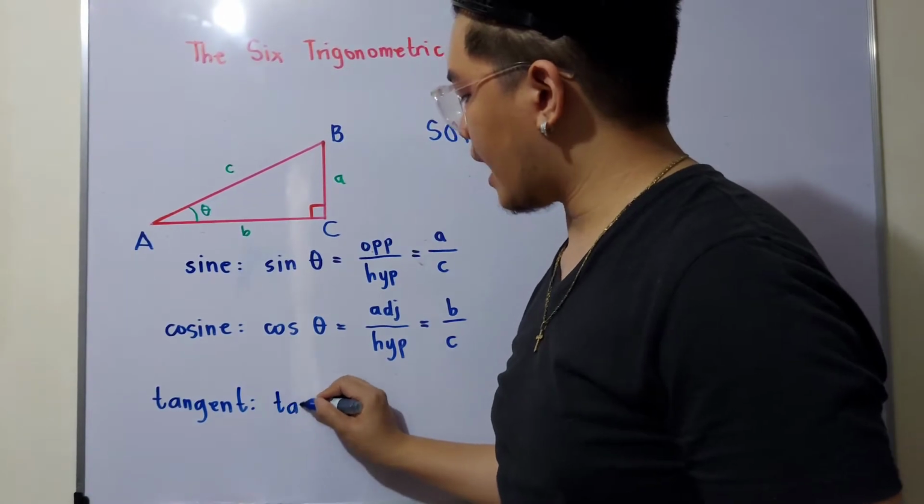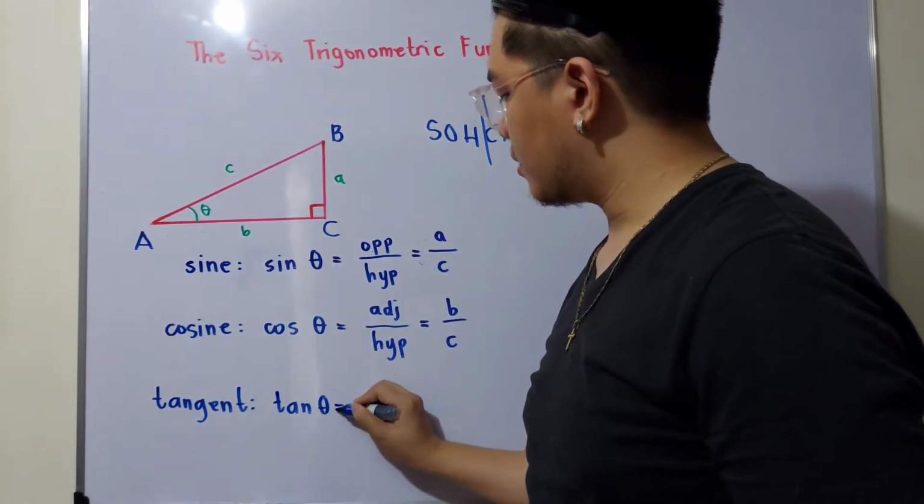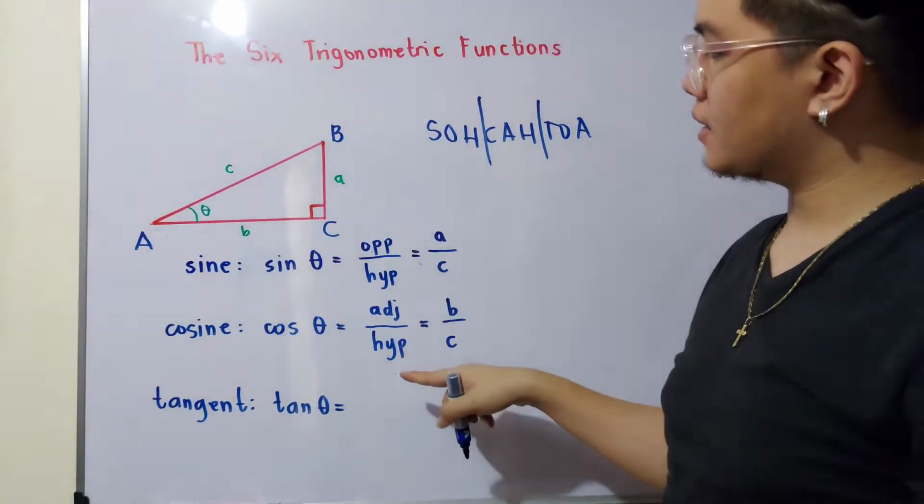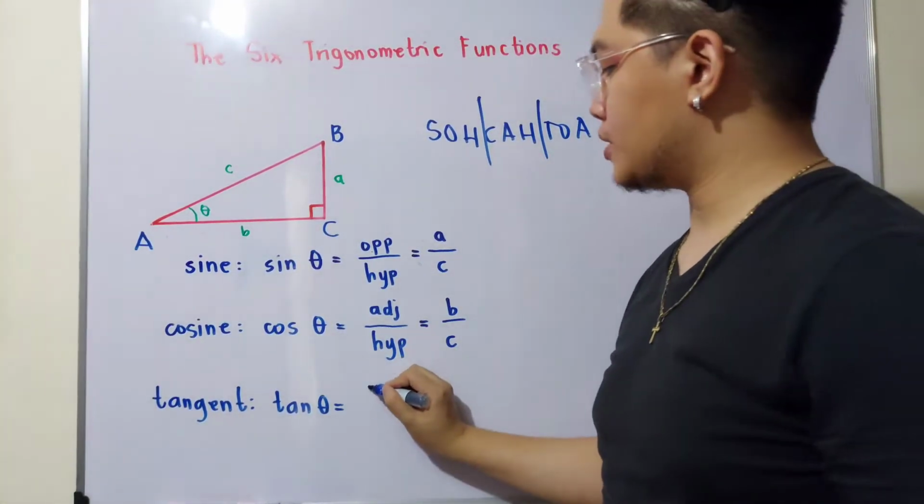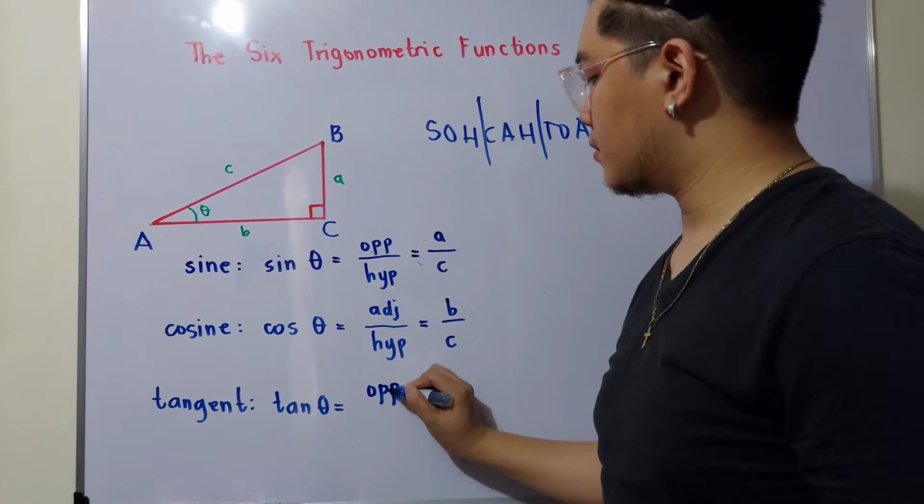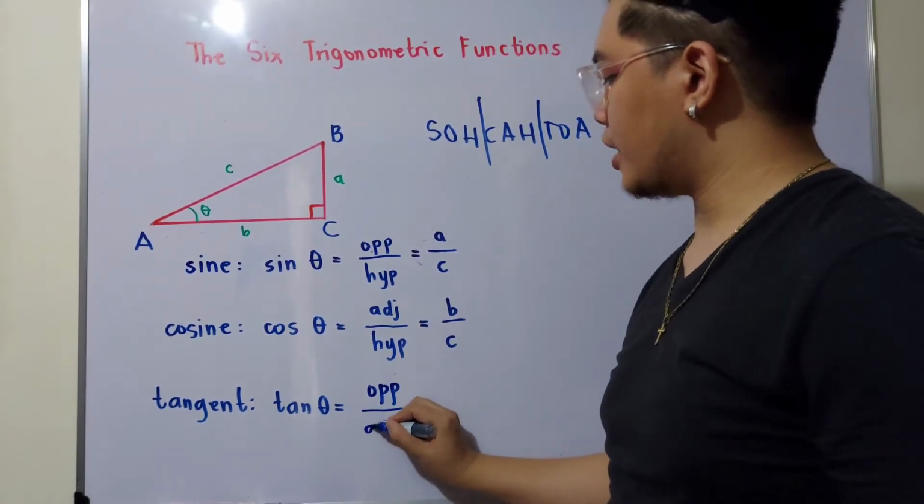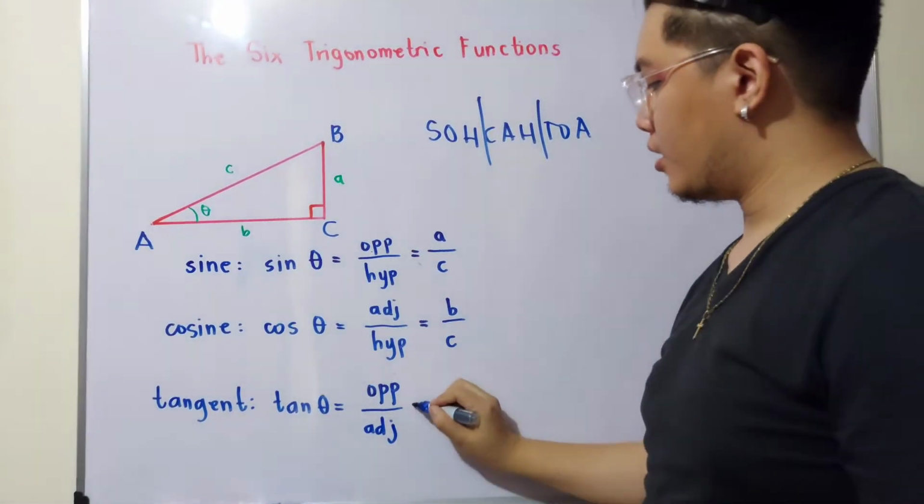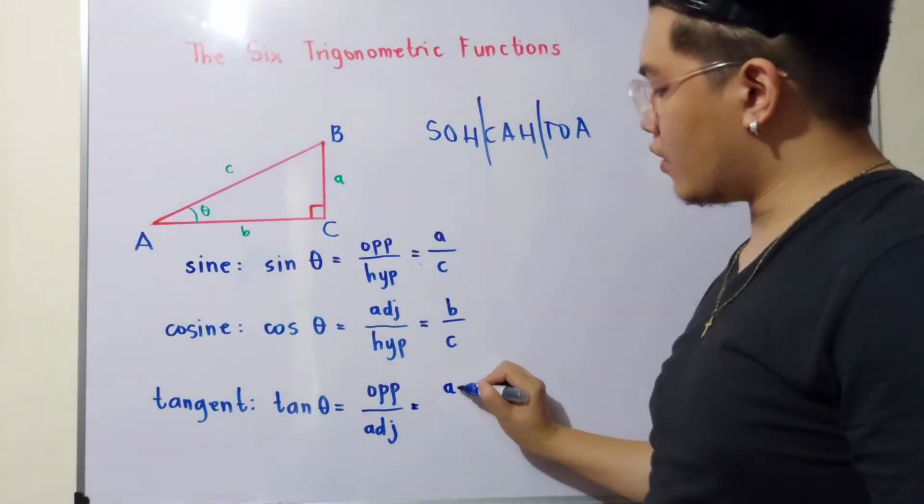So, tangent theta is equal to, TOA, opposite over adjacent. Adjacent side ng theta. So, ito ay A over B.